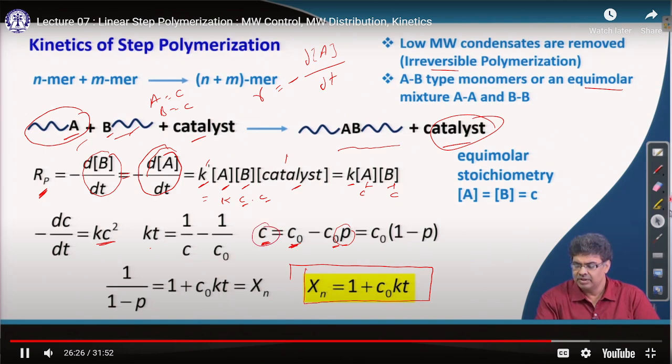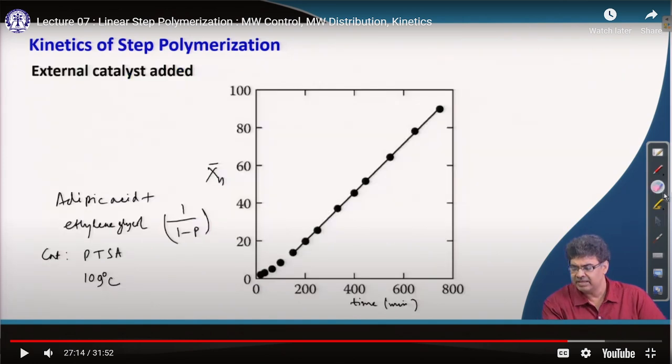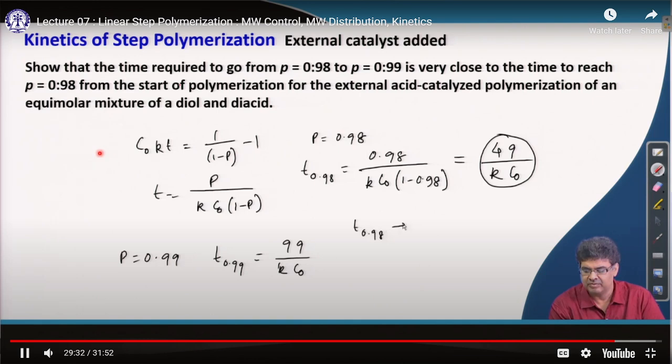So you can put this C value here. If you put this value here, you will be able to find this equation. Here it is given that Xn, the degree of polymerization, increases with time. We already know that obviously the reaction will increase with time. So it will increase in the presence of an external catalyst.